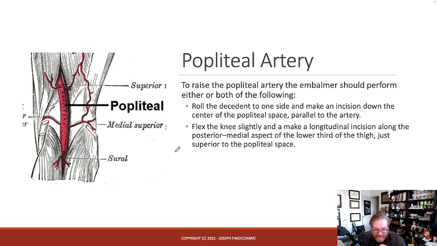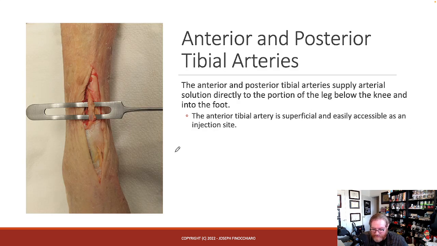Flex the knee slightly and make a longitudinal incision, medial aspect of the lower third of the thigh, just superior to the popliteal space, and have fun getting it. So here's an example of where to find it. I am telling you, if I'm ever your lab instructor, this is the closest you will ever be to that artery. That's just not something that I'm wasting lots of time with.